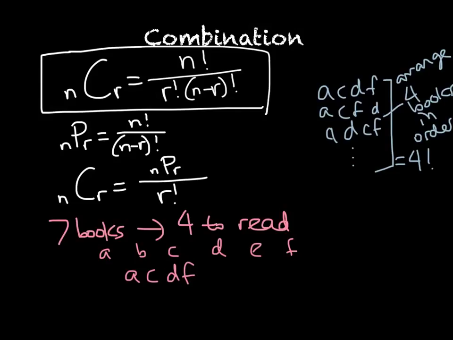So this means that if you have a permutation, essentially what you're doing is first you're choosing the set of 4 books that you want to read, which is represented by combination nr, and then you're choosing the order in which to read them, which is represented by r factorial. In this case, r is 4, so that's why we have a 4 factorial here. So now if we wanted to solve for combination, then all you have to do is divide the permutation by r factorial, which is what we have here.